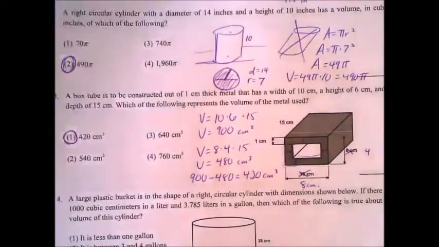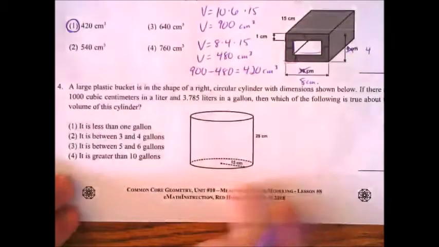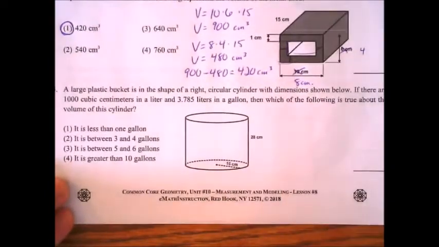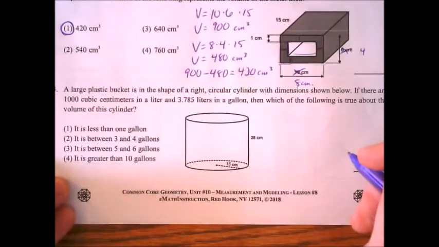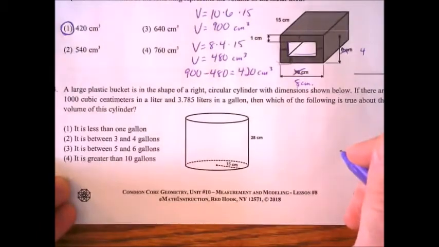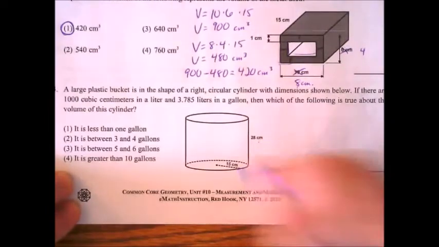Okay, and the next one, pretty complicated. A large plastic bucket is in the shape of a right circular cylinder with dimensions shown below. If there are 1,000 cubic centimeters in a liter and 3.785 liters in a gallon, then which of the following is true about the volume of this cylinder? So, first, why don't we find the volume in cubic centimeters?